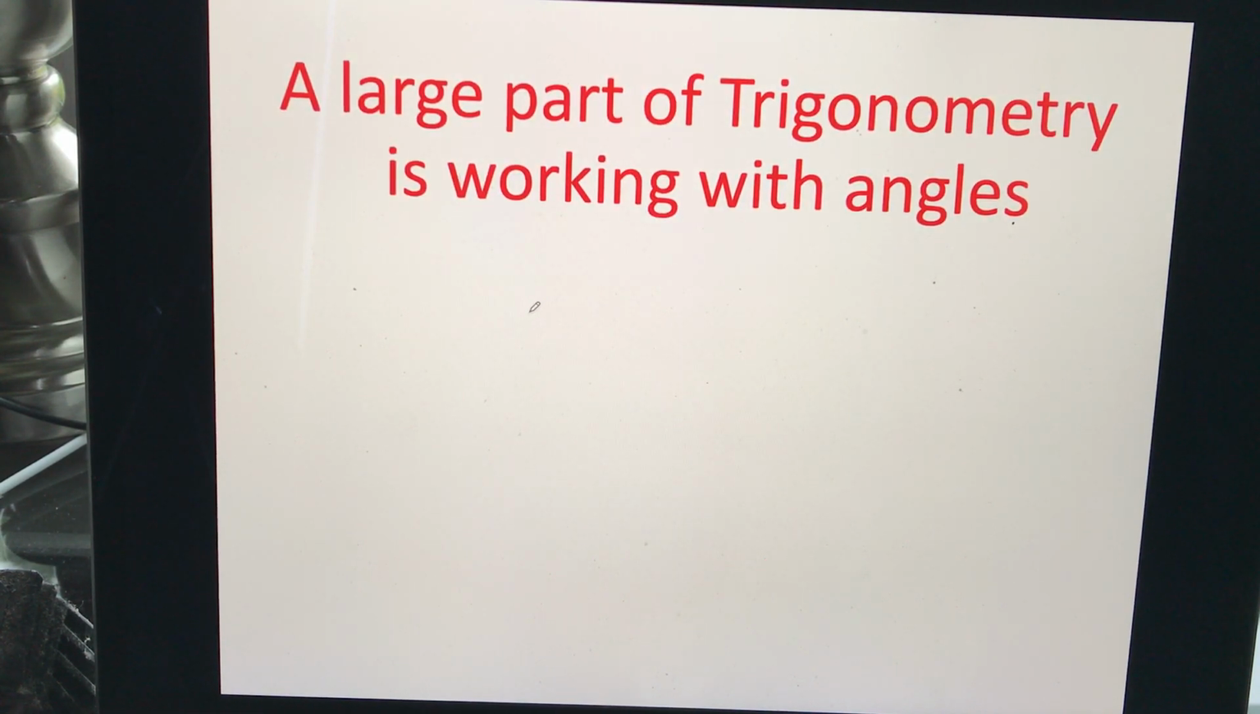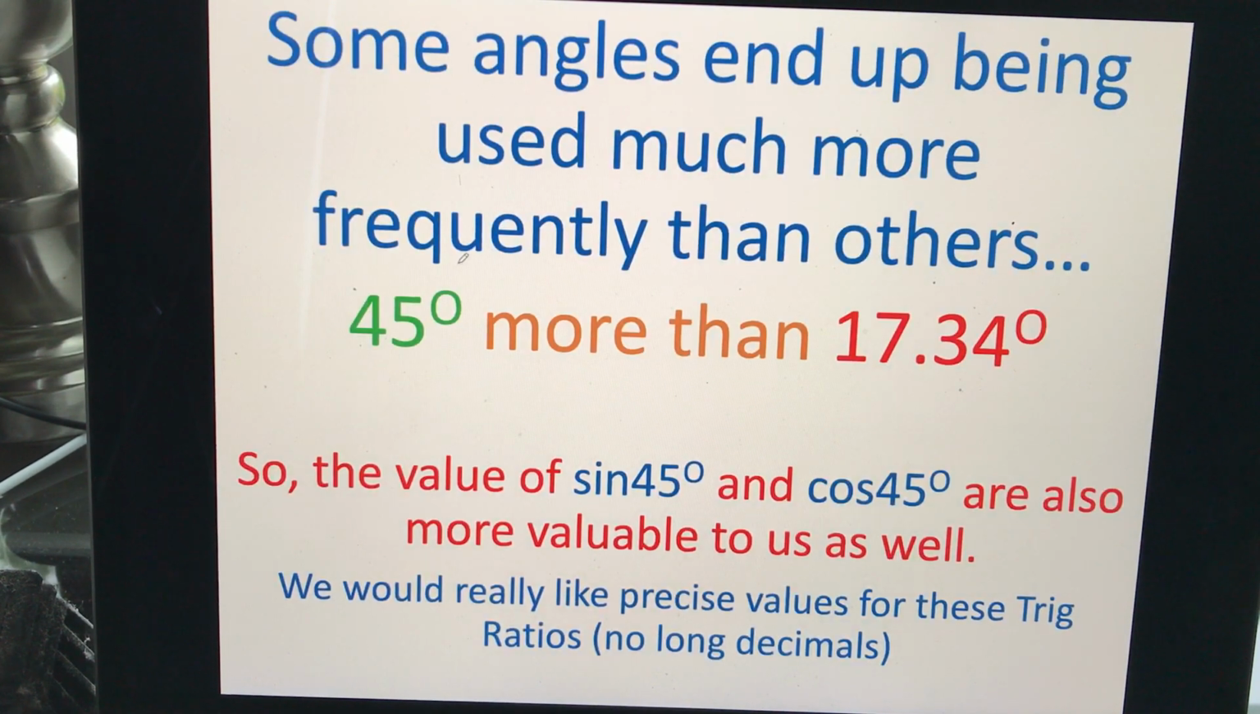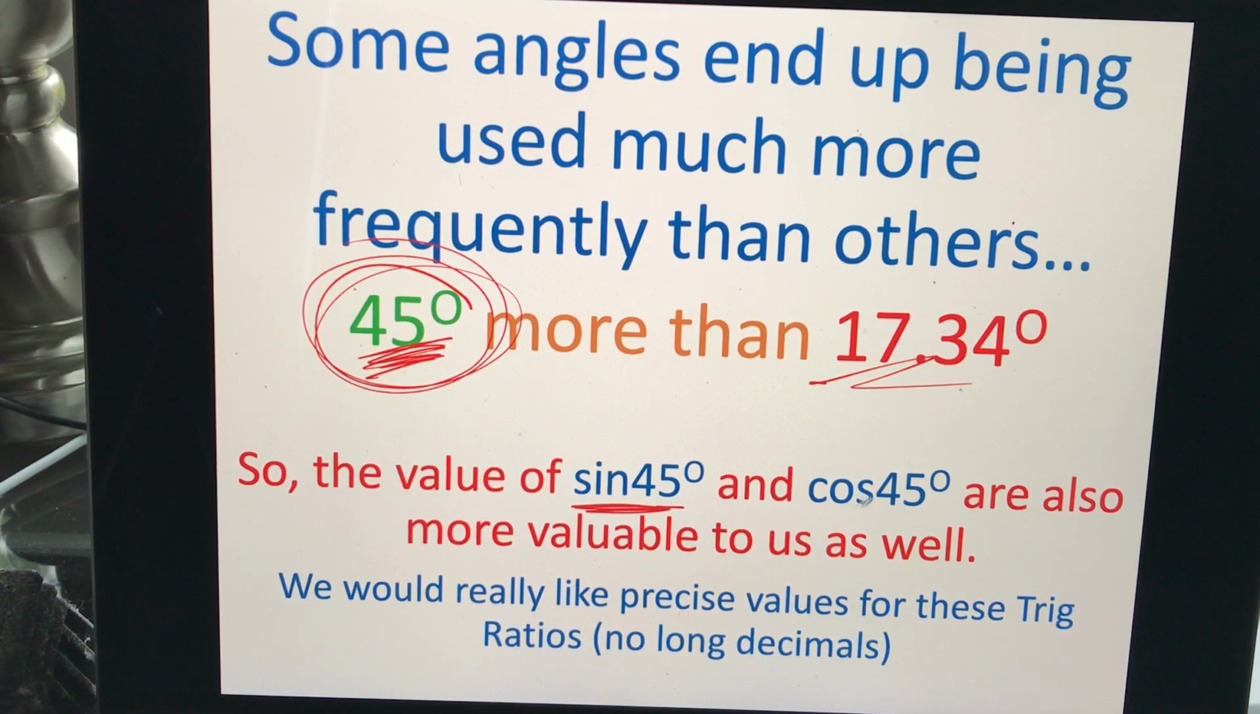So obviously a large part of trigonometry is working with angles. We know that so far. Now some angles end up being used much more frequently than others. For example, 45 degrees happens to be much more important in terms of design and construction. So because 45 degrees is more important for us in terms of trigonometry, the sine of 45 and the cosine of 45 also become more valuable to us as well.